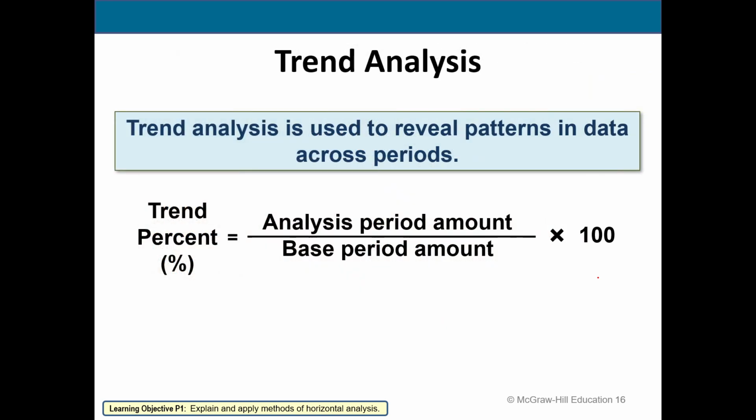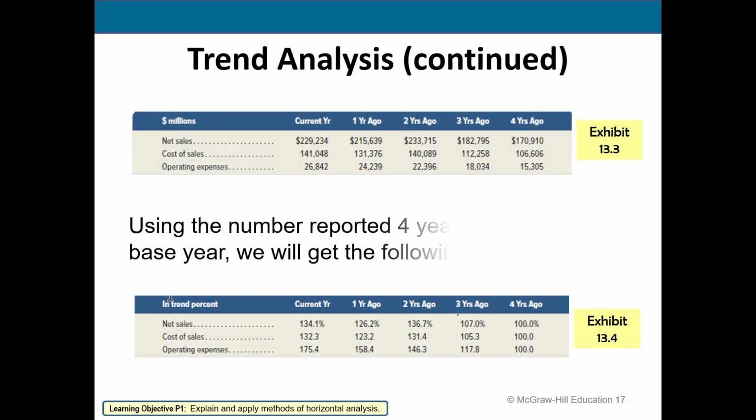Here we go, trend analysis. And so looking at trends, in order to calculate our trend percentage, we're going to take the analysis period divided by the base period and then multiply by 100. So again, if we're analyzing 2019 versus 2018, we take our 2019 amount, for example, cash, and then divide it by the 2018 cash balance, and then multiply that by 100, and we arrive at our trend percentage.